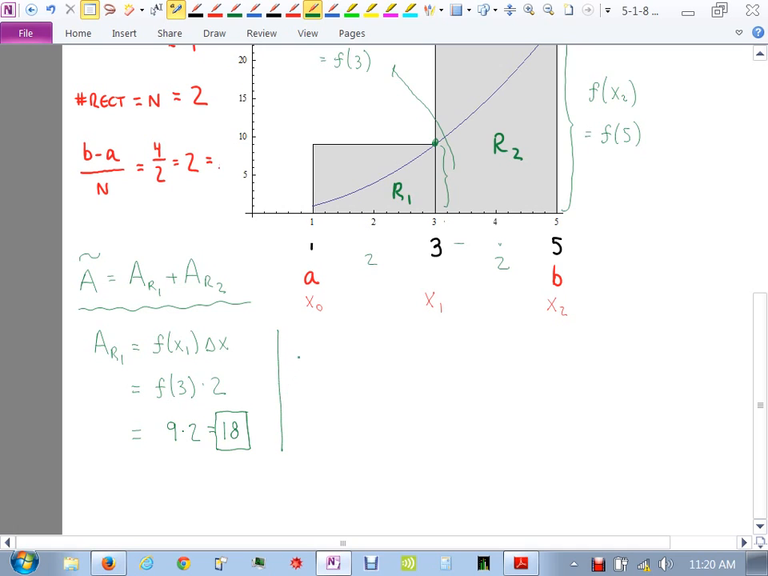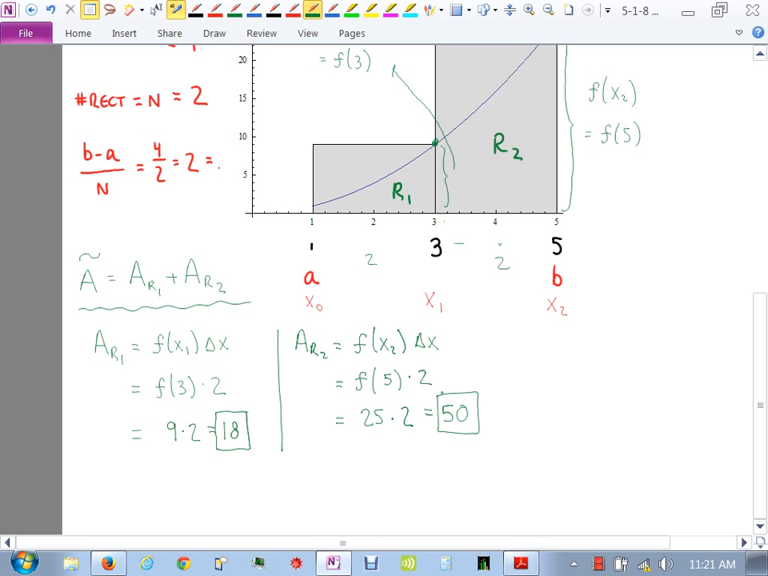Now the next rectangle. Area of rectangle 2. It's f of x2. That's how tall it is, its height, times delta x again. In this particular problem, x2 is actually 5, and delta x is 2. Plugging 5 into the function, we get 25 times 2, which gives us 50. Right? Any questions on that?